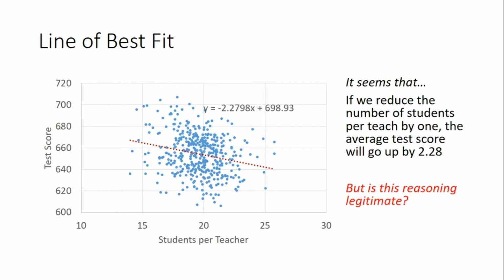When our students per teacher ratio goes down by 1, then our test score seems to go up by 2.28. But can we therefore conclude that this is what will happen if the governor puts in policies that reduce the class size, that will certainly get an increase in the test score? Well, there's a lot of extra analysis that we need to do in order to ensure that this line of causation that we expect to be happening actually is happening.